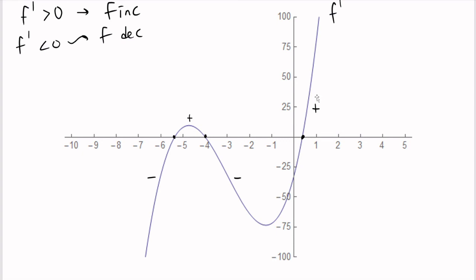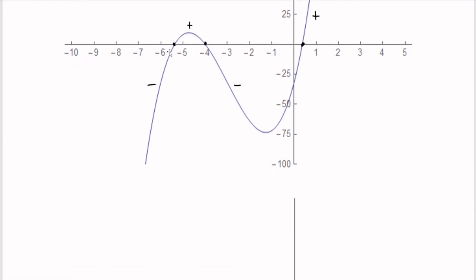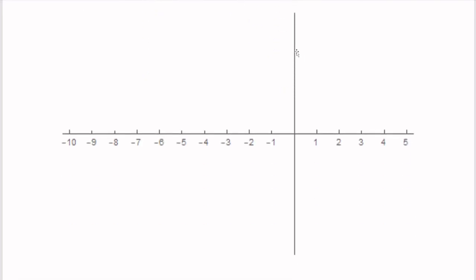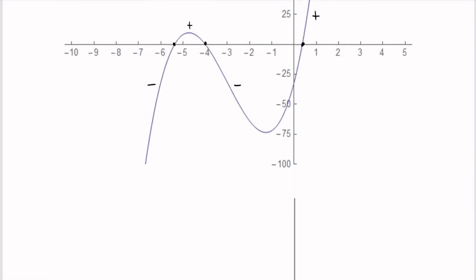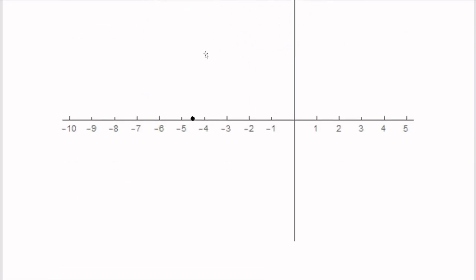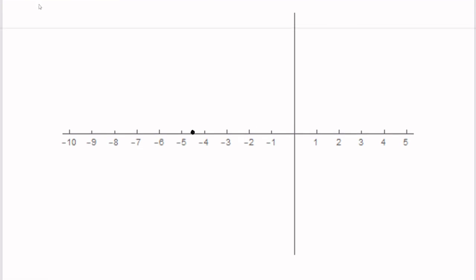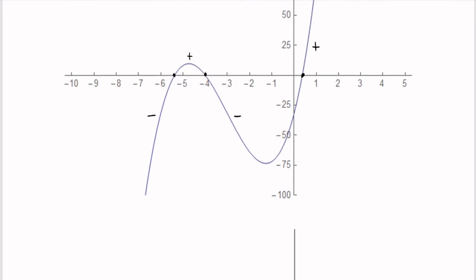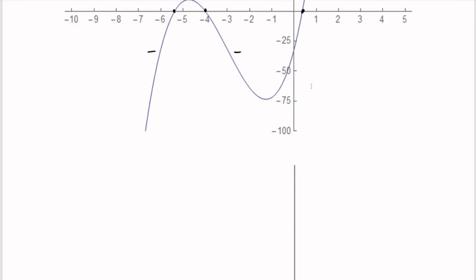Okay? So what I can do on this plot is, for convenience, let's just call this negative 5.5, even though it's clearly not. So negative 5.5, negative 4, and we'll just call this 0.5.